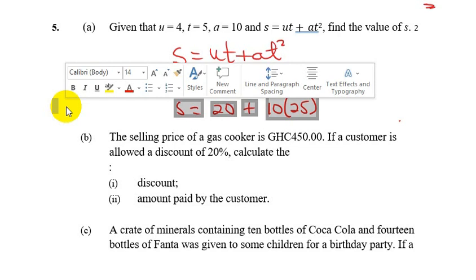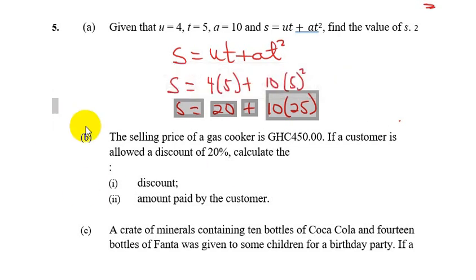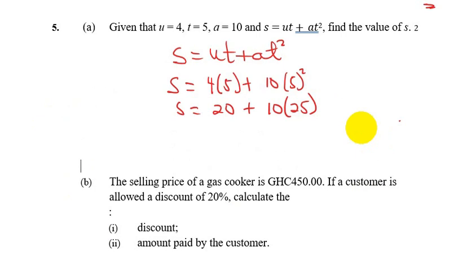Good. And then from there, let me count down a little bit. Okay, so we are going to get s equals 20 plus 35, and s is going to give us 55. So that's the value for s, 55.